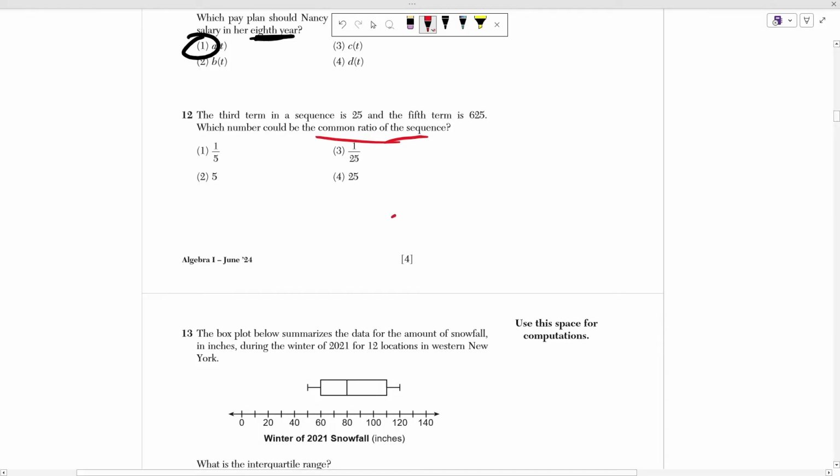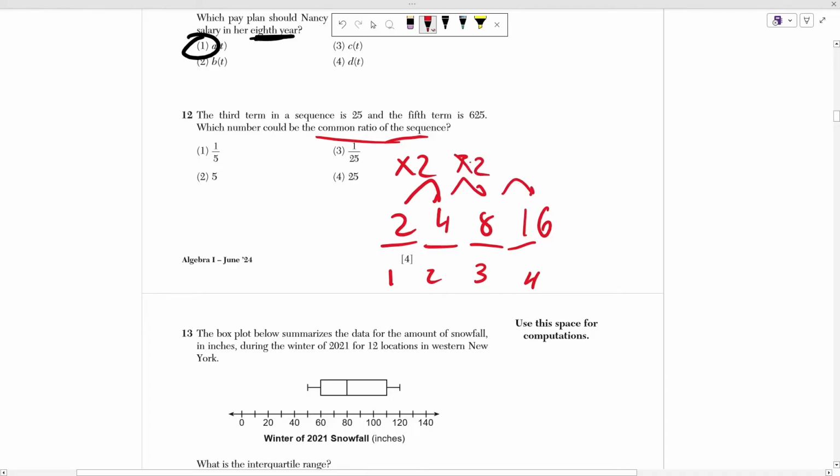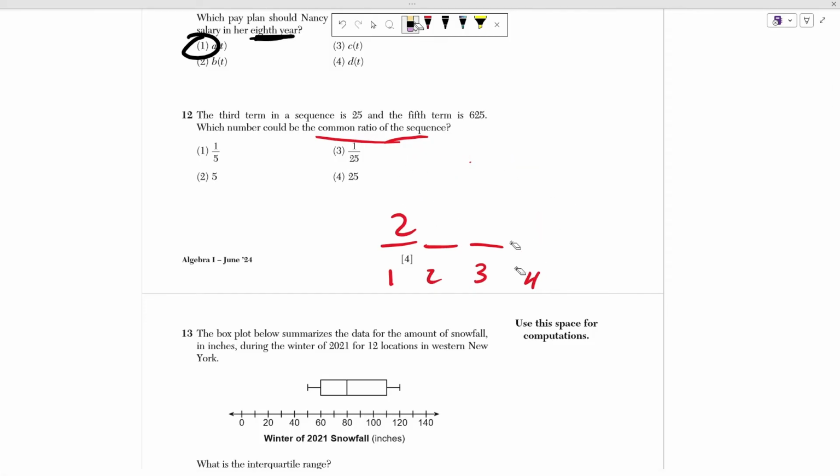So for example, if we had the sequence 2, 4, 8, 16, right? This is my first term, second term, third term, and fourth term. The common ratio is 2, right? You're multiplying each term by 2 to get to the next one. You multiply 2 times 2 to get 4, 4 times 2 to get 8, and 8 times 2 to get 16, right? So common ratio is multiply.